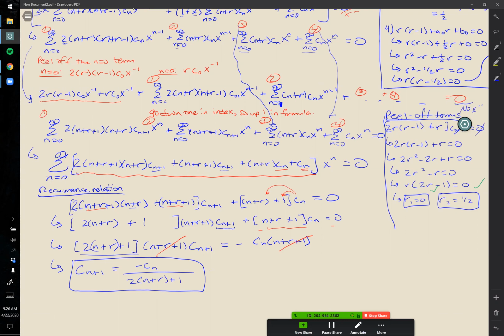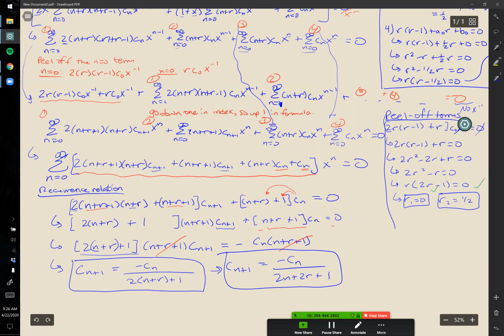Yeah, I'll distribute and go one more step. So C_{n+1} is equal to negative C_n over 2n plus 2r plus 1. Let's do that. Okay, well, that's cool.